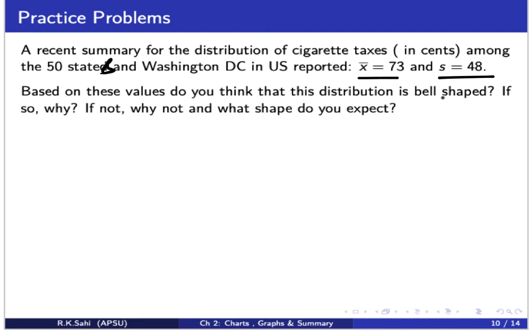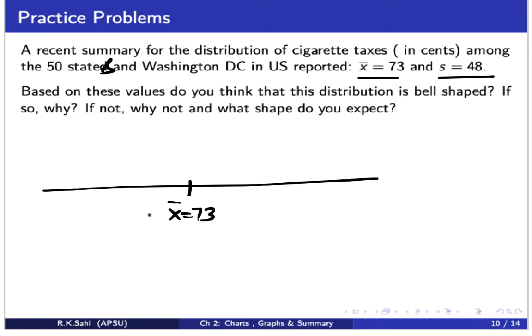Remember, according to the empirical rule, 99% of the observations lie within 3 standard deviations of the mean. So what we do is we write down the values on either side of the mean. The mean here is given to be x bar equals 73. Now, when we go 1 standard deviation to the right-hand side, that is x bar plus s, which is 73 plus 48. So 73 plus 48 is going to give us 121.